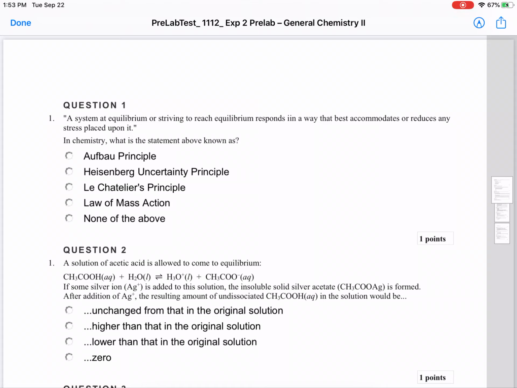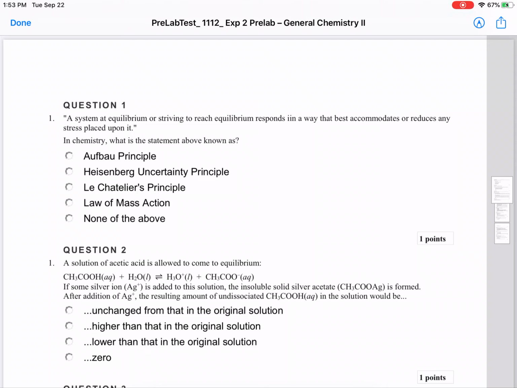What is the Heisenberg uncertainty principle? Again, you learned that in General Chemistry 1, which is you cannot find the position and the momentum of an electron at the same time. If you find the position, then it has to be still, so the momentum will not be accurately calculated. The position and the momentum or the speed of an electron cannot be measured at the same time. That's the Heisenberg uncertainty principle.